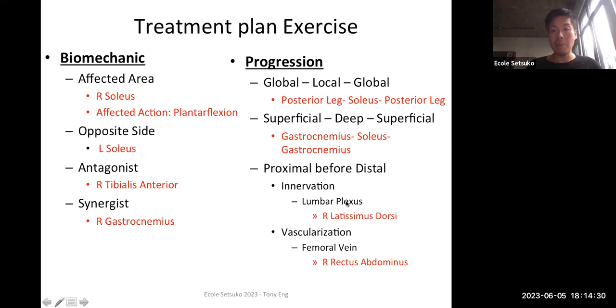And then innervation, lumbar plexus, look at the latissimus dorsi. So, I find that one of the biggest mistakes some students make is they look at lumbar plexus and they look at latissimus dorsi, longissimus, QL, multifidi, and rotators. I'm like, oh, look at all these muscles. You have to think practically.